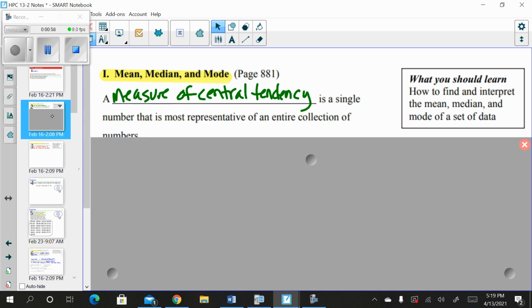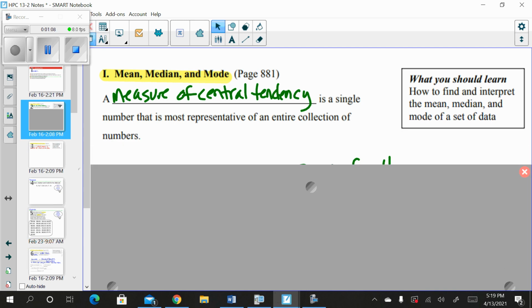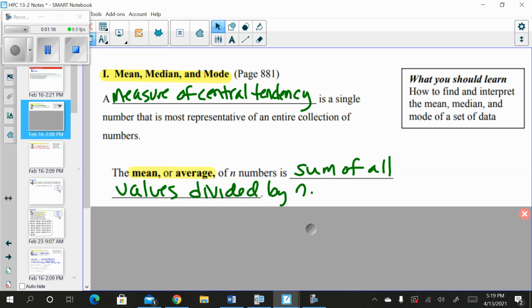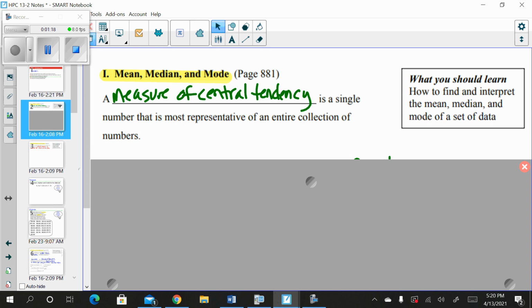Mean, median, mode are what are called measures of central tendency because it's something that tells you something about the center of the data, where the data is centered. So it's a single value that's most representative of the entire data set that you have. So mean, median, and mode are three different numbers that we can use to measure that central tendency. So we're trying to figure out what makes the most sense to use.